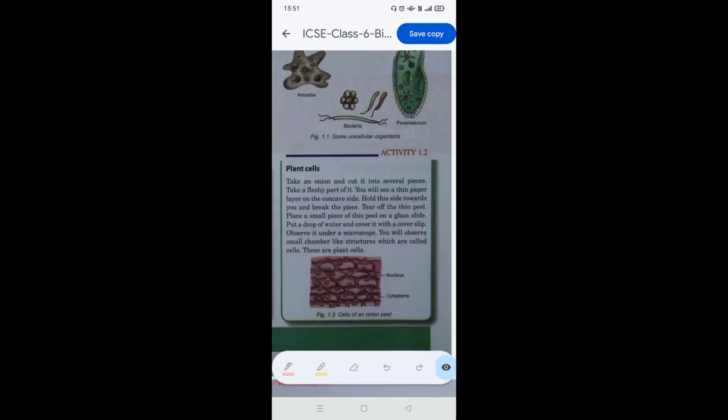Moving on, activity 1.2, plant cells. Take an onion and cut it into several pieces. Take a fleshy part of it. You will see a thin paper layer on the concave side. Hold this side towards you and break the piece.